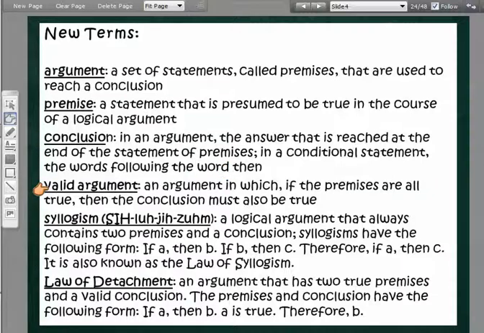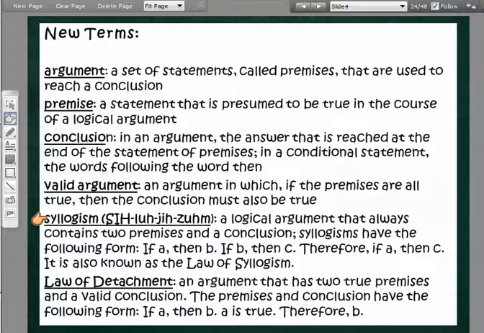When you have a valid argument, that's an argument in which if the premises are all true, then the conclusion must also be true. Syllogism. They even taught you how to pronounce it right there. Syllogism: a logical argument that always contains two premises and a conclusion.